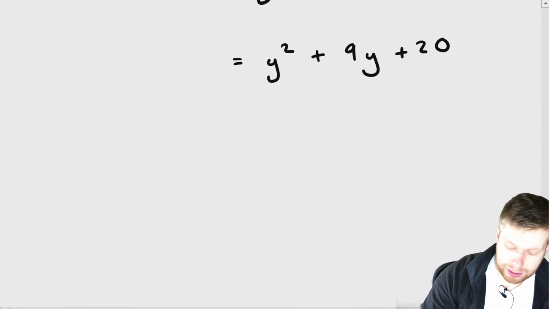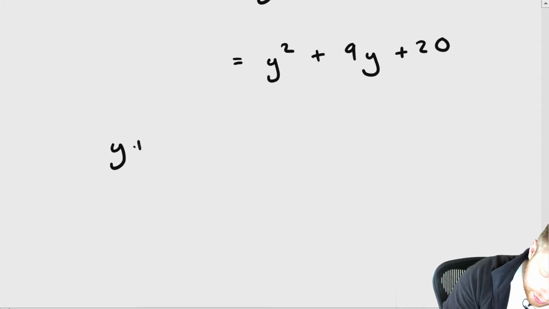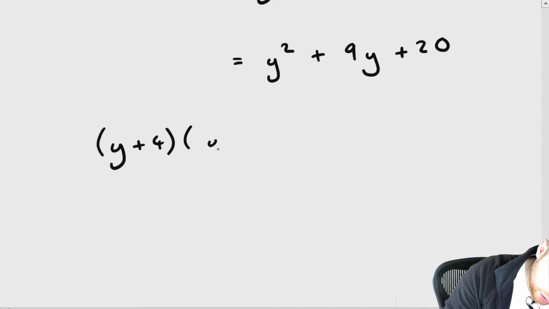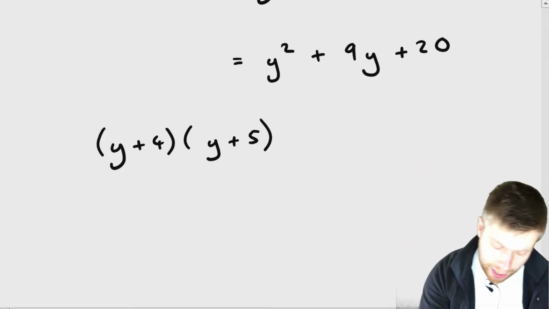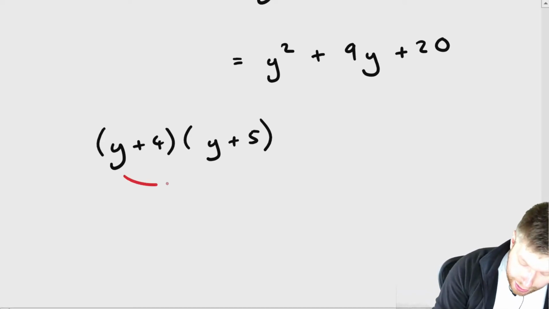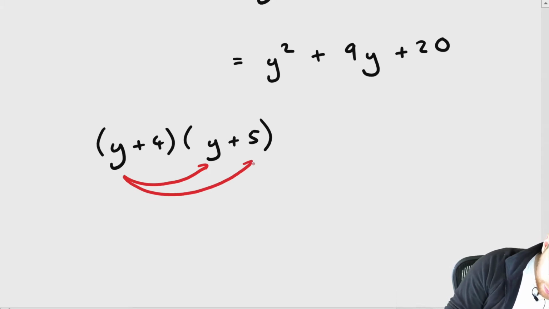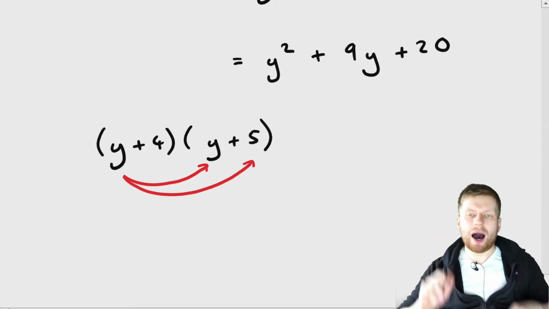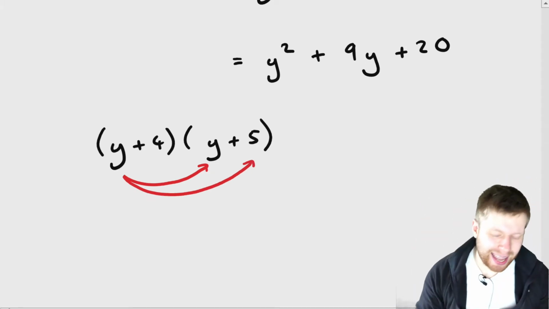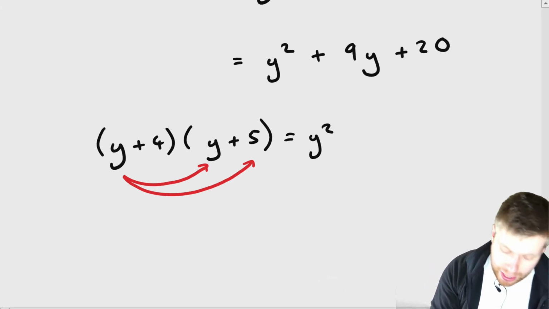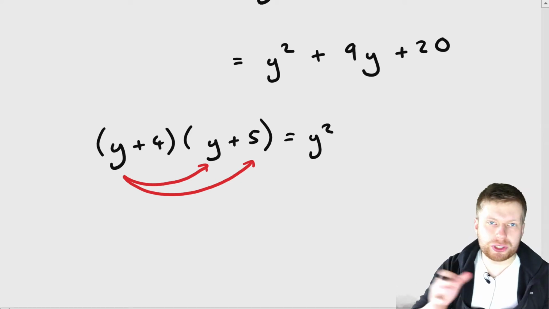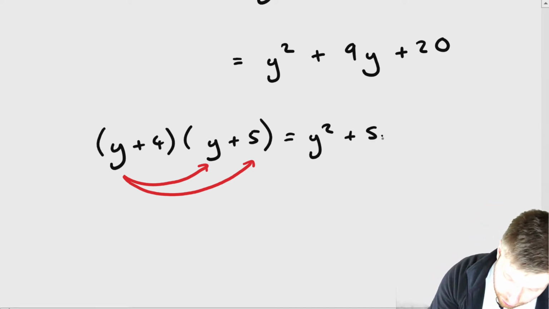If you didn't want to use my house analogy, let me show you how I could do it. So y plus 4 times by y plus 5. It's basically the same thing, but using arrows instead. So effectively the y has got to meet up with everything in the second bracket. And what I mean by meet up is just simply multiply. So the y has got to be multiplied by the y, that's going to give me y squared, and the y has got to be multiplied by the positive 5, that's going to give me positive 5y.